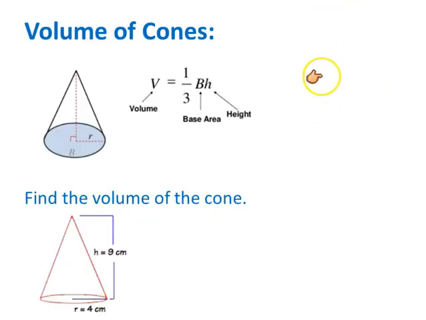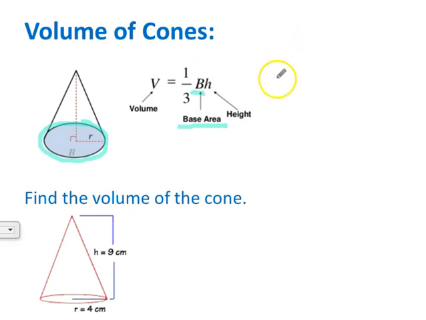All right, cones. We're on to cones now. Here is the formula to find the volume of cones. Volume equals 1/3 times capital B times h. And remember that capital B always represents the area of the base. Well, what shape is the base in a cone? What is that shape? It's a circle. So how do we find the area of a circle?